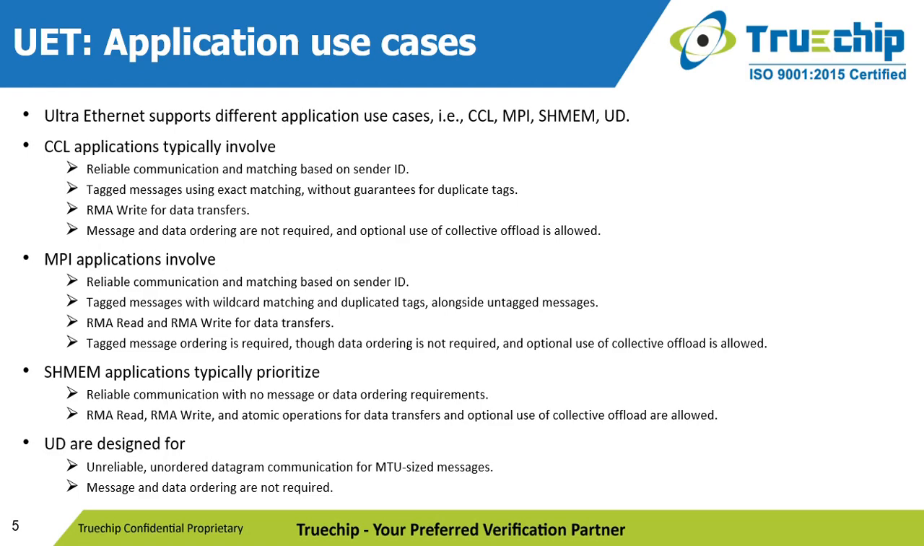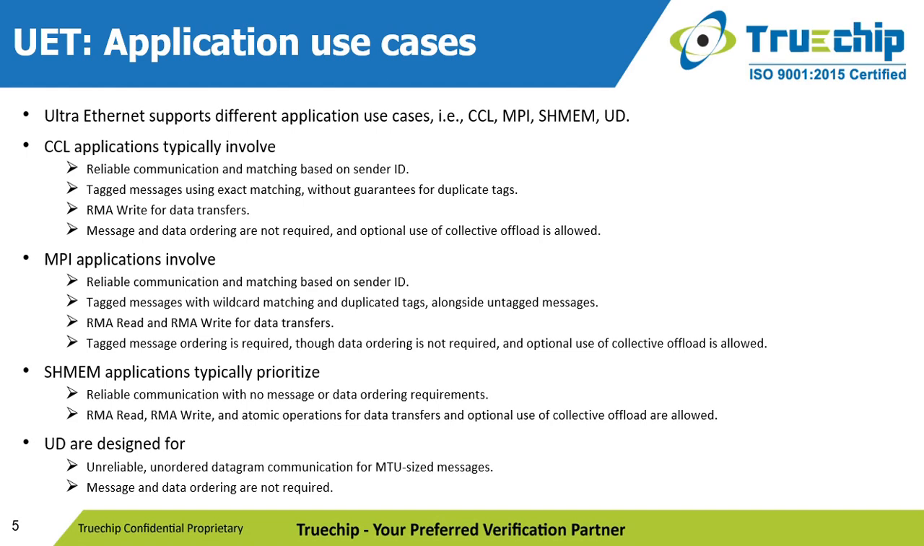Ultra Ethernet application use cases. Ultra Ethernet supports different application use cases, that is collective communications library, message passing interface, shared memory, and unreliable datagram. CCL applications typically involve reliable communication and matching based on sender ID, tagged messages using exact matching without guarantees for duplicate tags. RMA write is used for data transfer, message and data ordering are not required, and optional use of collective offload is allowed.